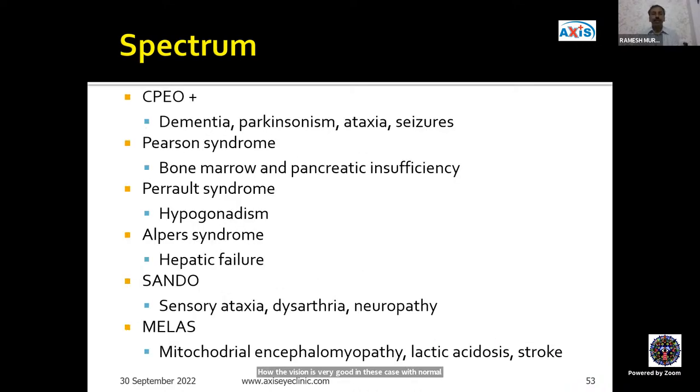In addition, you could have CPEO plus, where there is neurological involvement like dementia, Parkinsonism, ataxia, seizures; Pearson syndrome, where there is bone marrow and pancreatic insufficiency; Perrault syndrome with hypogonadism; Alpers syndrome with hepatic failure; Sandhoff with sensory ataxia, dysarthria and neuropathy; MELAS with mitochondrial encephalomyopathy, lactic acidosis and stroke.